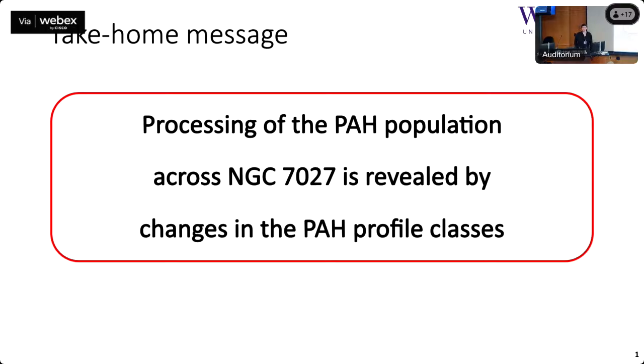Okay, so if there's one thing I'd like to convey in my presentation today, it's that the processing of the PAH population across NGC 7027 is revealed by changes in the PAH profile classes. In other words, we see drastic spectral profile changes in the PAH features across the nebula, which indicate different evolutionary stages of the PAH populations. Secondly, that these results are made possible by high-resolution data that we get from JWST.